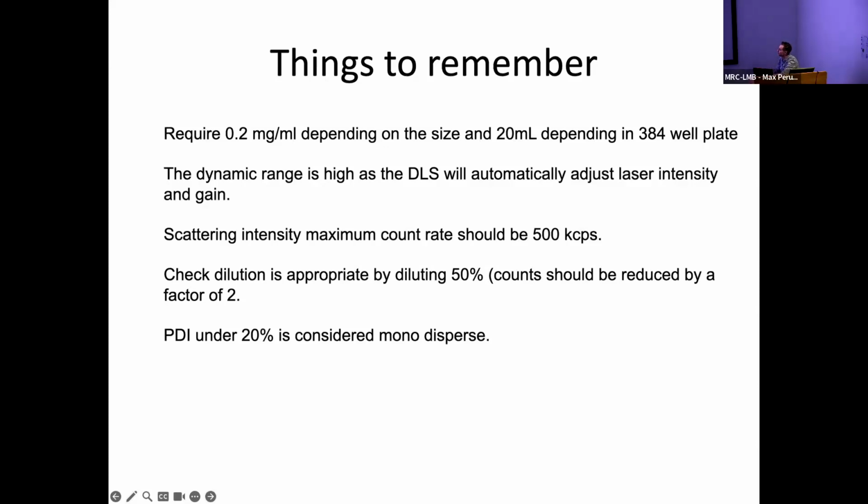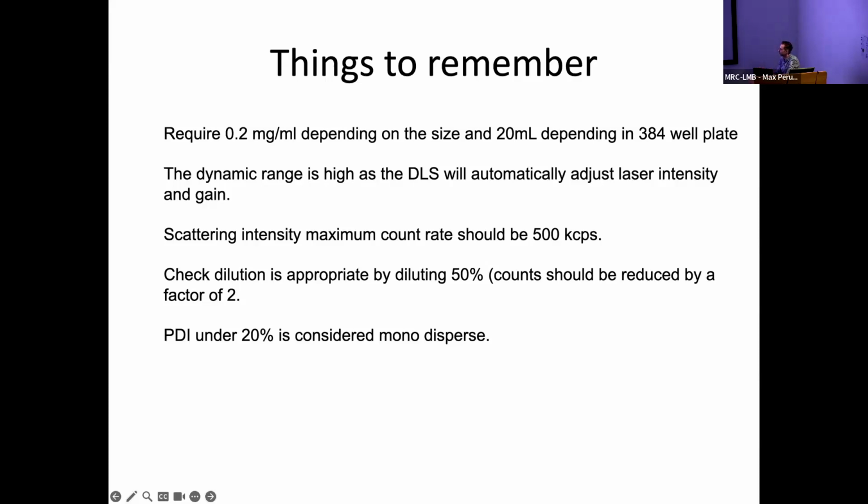If you want to use this, we can train you to use it. But the important thing to know is that we get this scattering intensity and we get a count rate. This count rate shouldn't go above 500 kilocounts per second. Quite often you'll put your protein sample in, start the recording, and you can see straight away what the counts are. If it's above 500 kilocounts per second, then you're not going to get accurate results because there's just too much concentration in there. So what's usually good to do is a quick dilution.